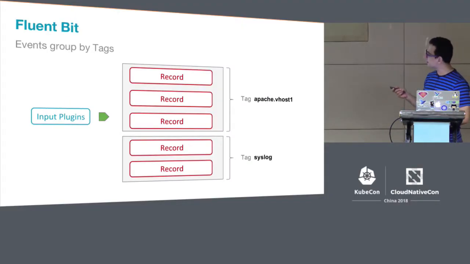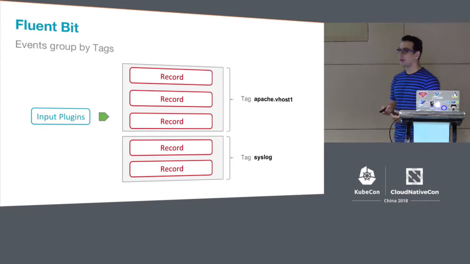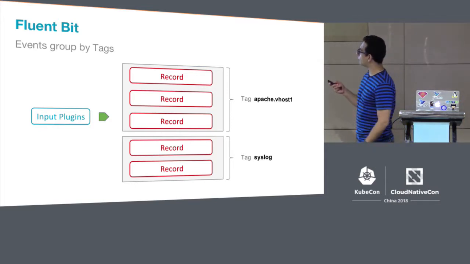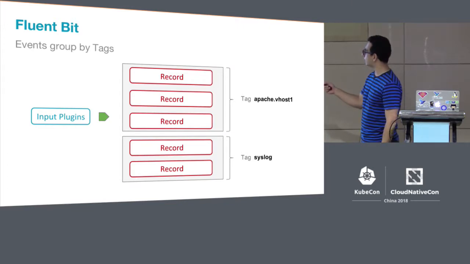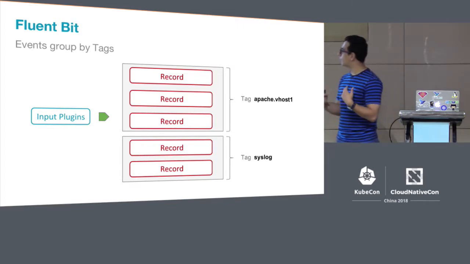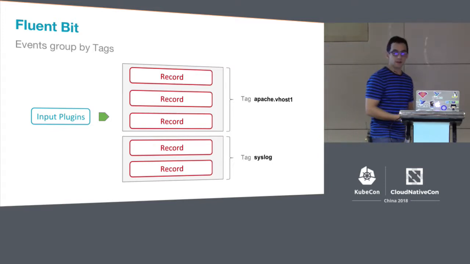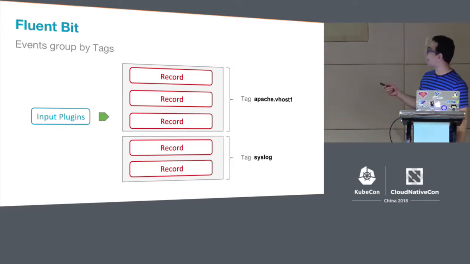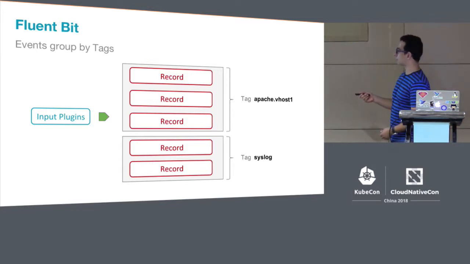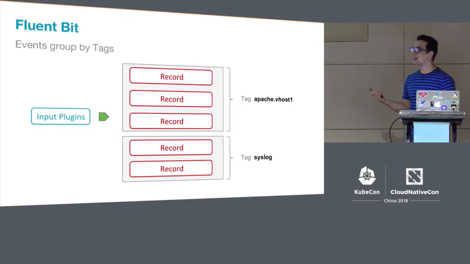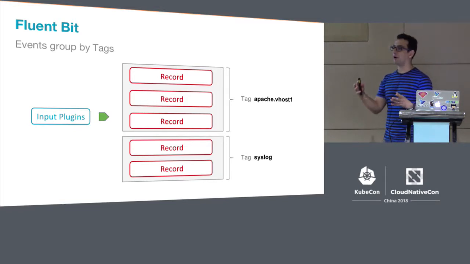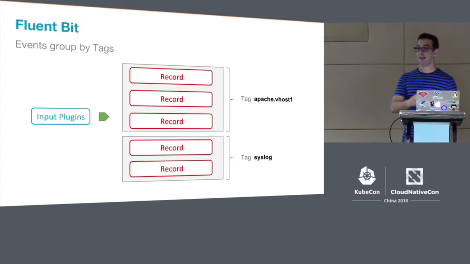So input plugins can generate many records. These records are ingested, and they are grouped in a concept which we call the tag. For example, if we are reading log files from an Apache web server, we likely want to add a tag called apache.vhost1, virtual host, whatever. But another plugin can be ingesting records that come from syslog, and we create a tag for them which is called syslog. Tags are really important because at the end what we're doing is trying to put some context about where this data comes from and where this data is going to.